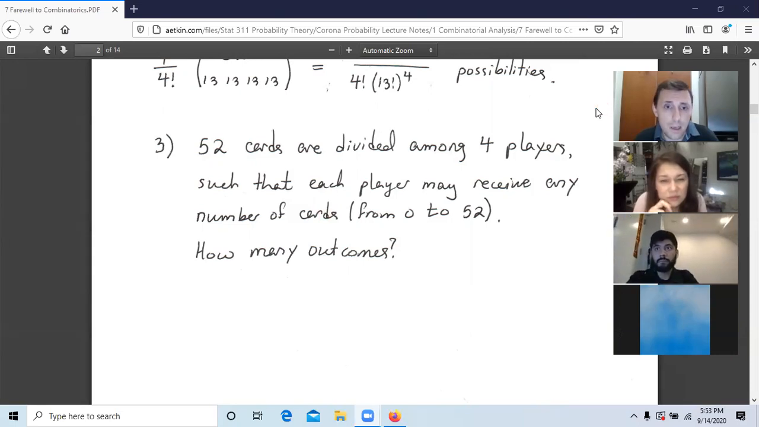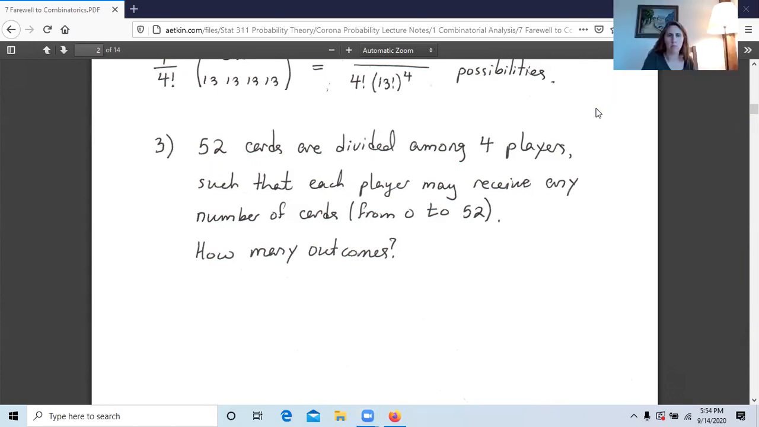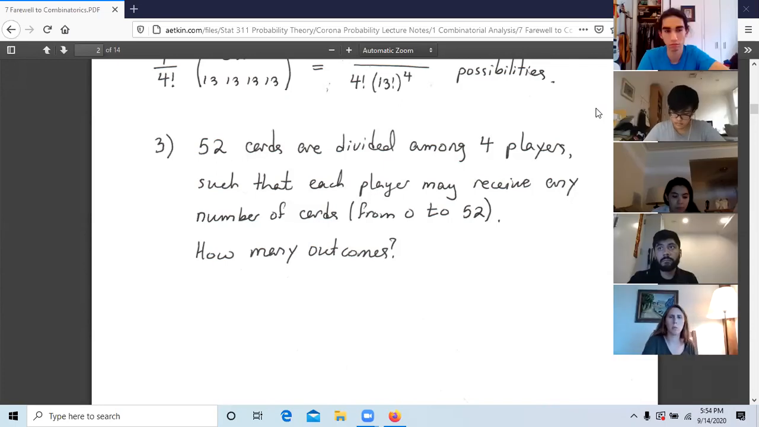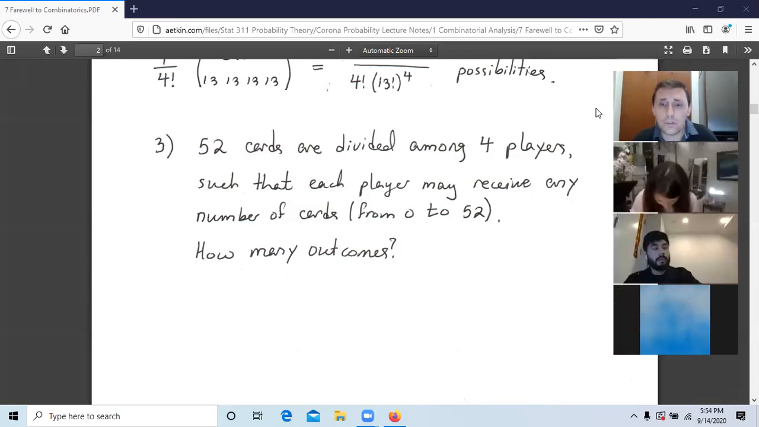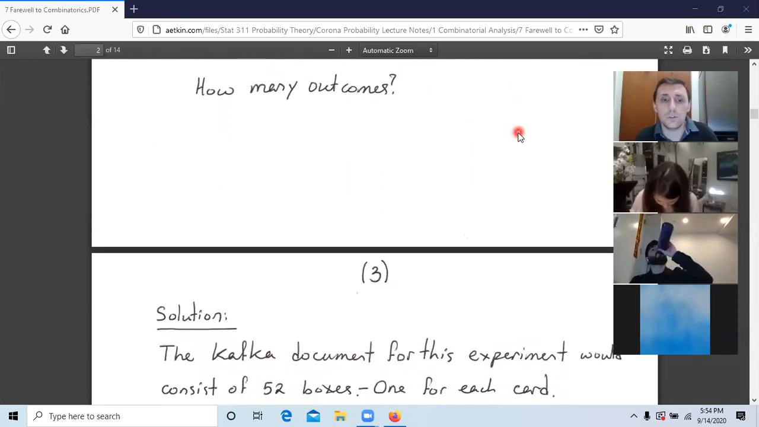Okay. Erica, okay. So a bunch of you will say 4 to the power of 52. What about the rest of you? Okay. Wonderful. Okay, you all agree? And that's pretty good if you do. So here is the solution to it, okay?